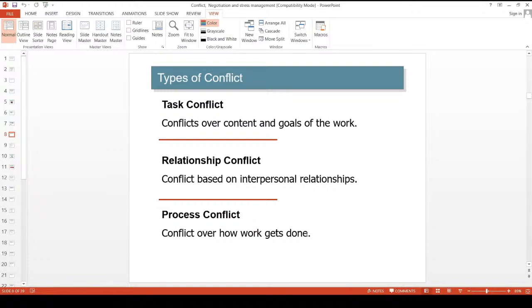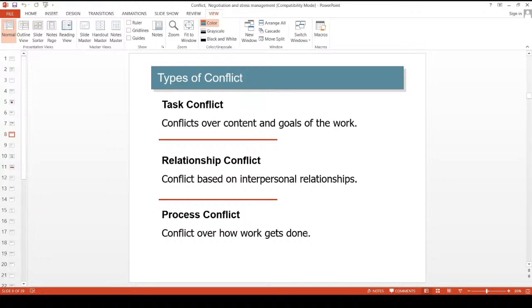Another important type of conflict is the process conflict. The process conflict relates to how the work gets done. Low-level process conflict is functional and could enhance team performance. As we discussed in the task conflict, low to moderate task conflict is functional, and when it increases above that, it will be dysfunctional.